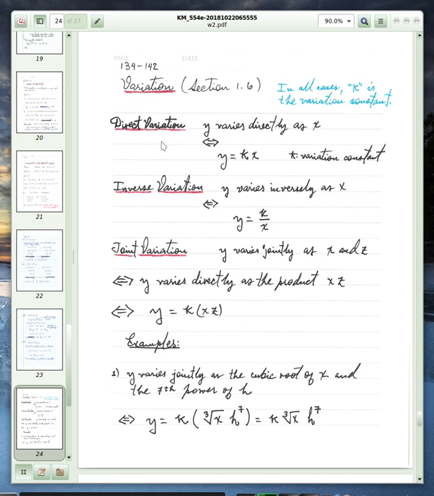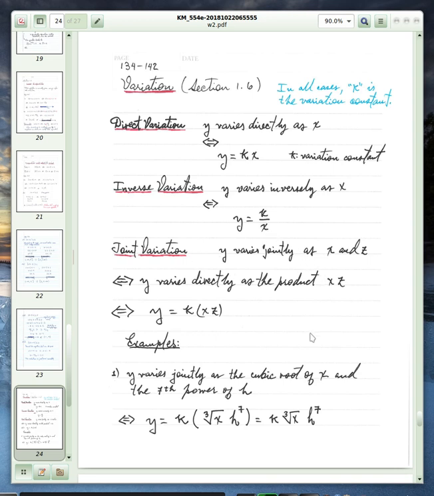First definition, direct variation. Y varies directly as x means if and only if, this symbol here being the symbol of equivalency. You can read that different ways, but this basically means that this means this: y equals kx. Inverse variation: y varies inversely as x if you can write y equals k divided by x.